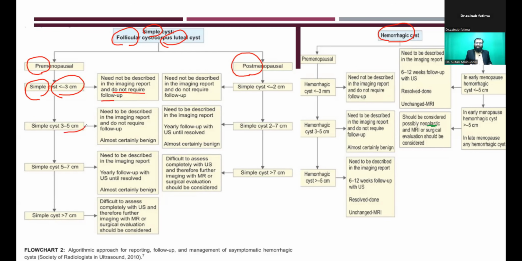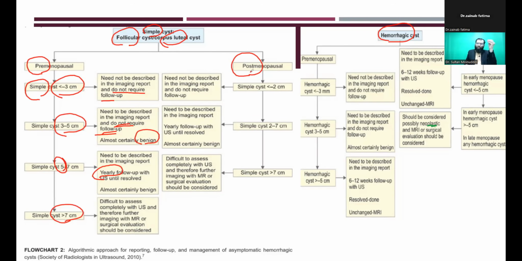Simple cyst more than 3 centimeter, 3 to 5 centimeter, needs to be described in the report but does not need follow-up. So you have to write in the report, but don't follow it up. It is mostly benign. If the cyst in a premenopausal female is more than 5 centimeter, important. So if it is more than 5 centimeter, this needs yearly follow-up. And if it is more than 7 centimeter and difficult to assess with ultrasound, further imaging may be advised with the help of MR, or surgery may be considered.